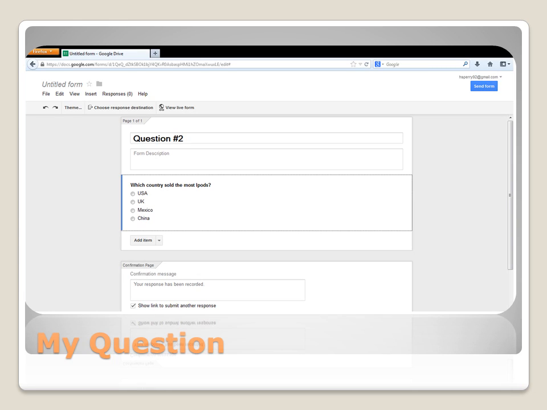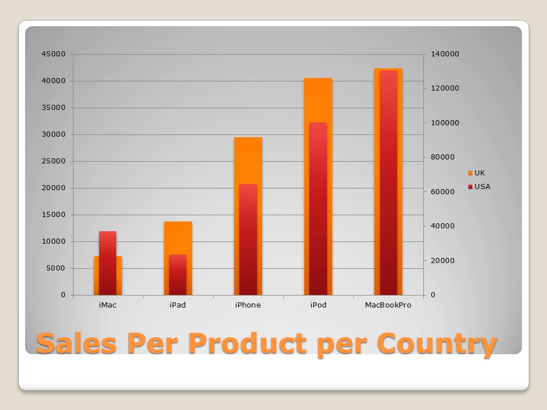Here's the question that you're going to be answering later. The question is, which country sold the most iPods? You have the answers: USA, United Kingdom, Mexico, China. And here's where you can find that answer.